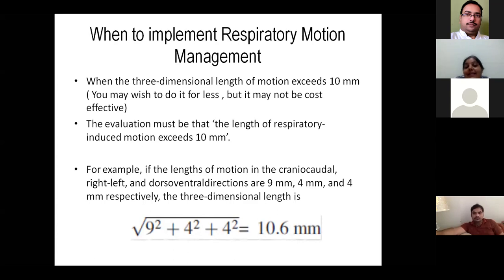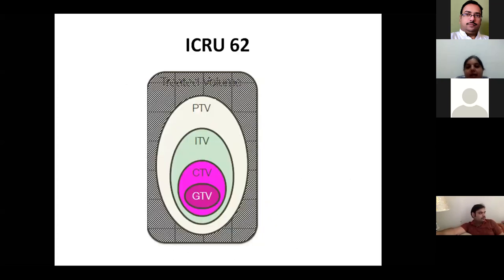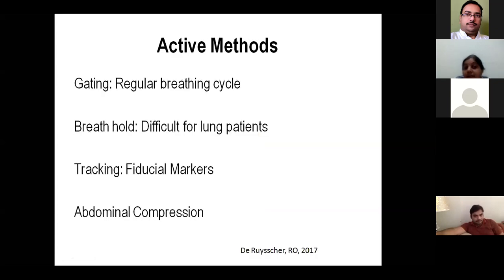So if this exceeds 10 millimeter, then probably some kind of a motion management technique is required. So this is ICRU 62, which basically introduced the concept of ITV. And this basically incorporates the motion of the tumor. And beyond ITV, you have a setup margin to get your PTV.